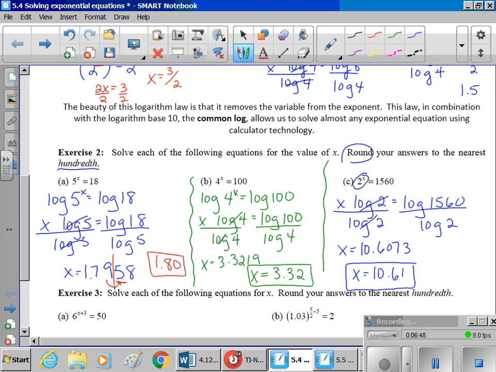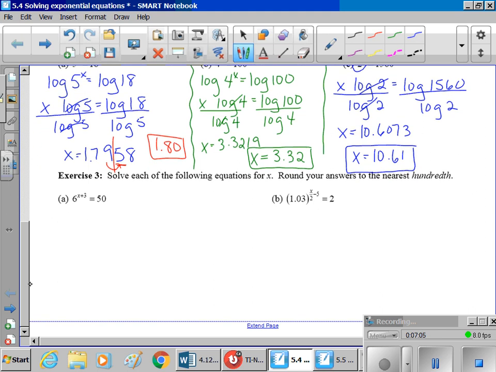All right, so those are the simplest of the logarithmic equations. Of course, they're going to get a little bit harder, but I feel like if you know the premise here and you understand how you pull that x down using that power law, the rest of it follows suit and it gets easier. All right, so let's look at exercise 3.